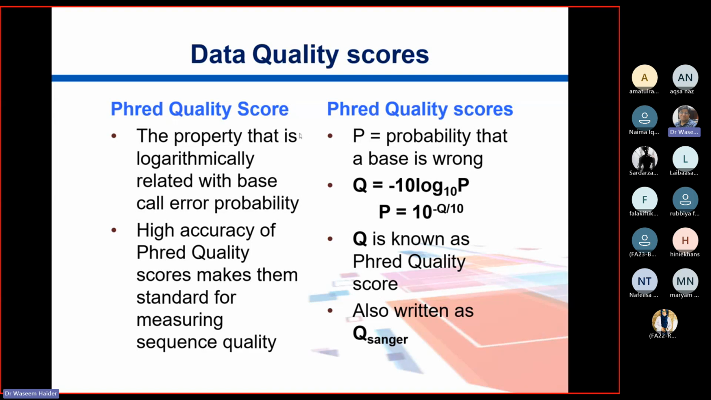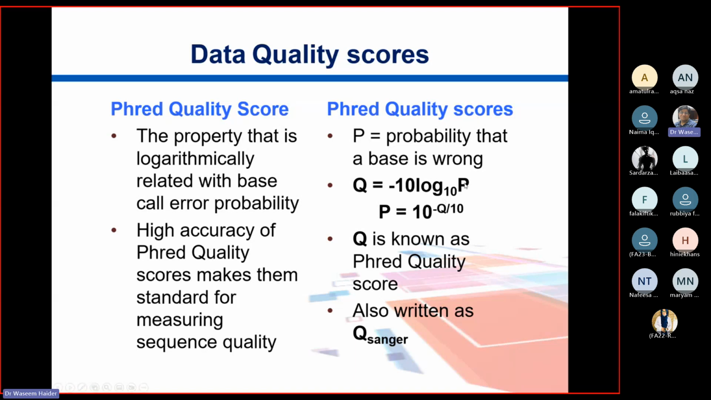So that P over here is the probability that a base is wrong. And then on this side, we multiply this with minus 10 and we take its log to the base 10, right? In log scale, you can deal with big numbers and bring them down, and you can deal with really small numbers like fractions and put them into a visible range, right?